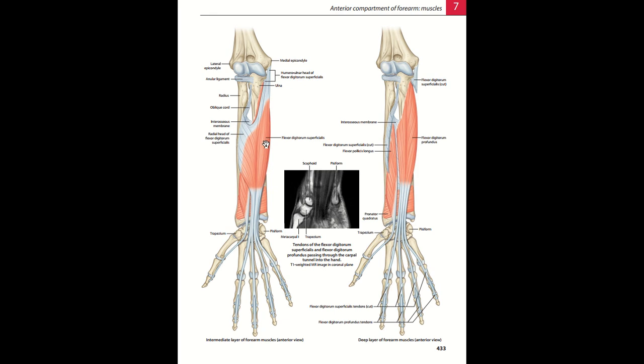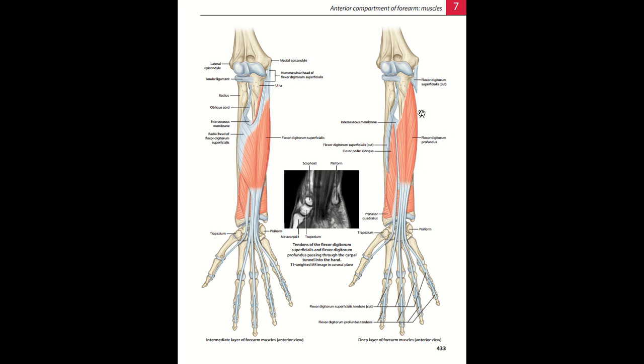So your flexor digitorum superficialis, its action is for flexion. Innervation, median. Let's take a look at the flexor digitorum profundus. So in the deep group of muscles, you're going to have your flexor digitorum profundus, your flexor pollicis longus, and your pronator quadratus muscle. So let's take a look at the flexor digitorum profundus.